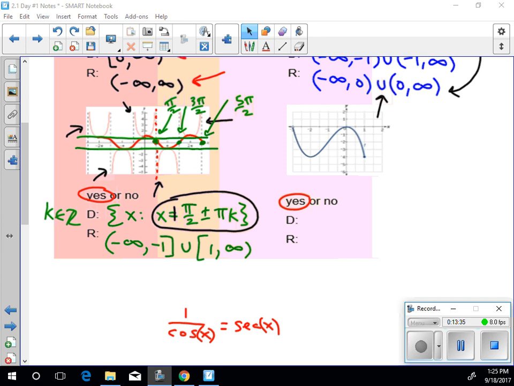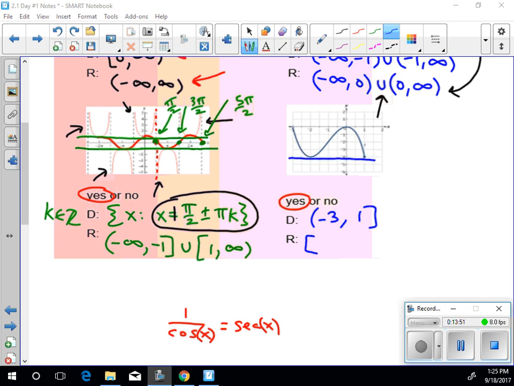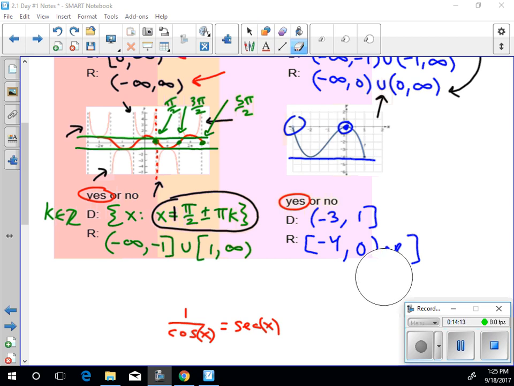And the last one, domain. Where is this? -3. It can't equal -3. And we go all the way over to 1. It can equal 1. My range from, what's the lowest value here? -4 up to, looks like, oh, now this is in question. Is it 0 parenthesis or bracket? Bracket, right? Because we do have one value right here where that output is satisfied. So I'm going to use a bracket. There you go. Thank you very much.